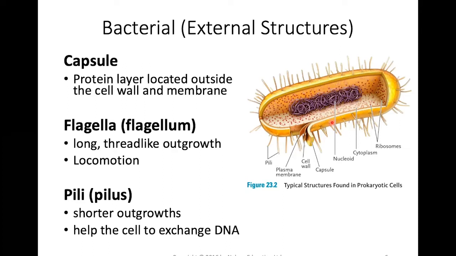Extending from the capsule, they can have various extracellular extensions, such as flagella or even cilia. Now, the ones that we're seeing here in this image are the pili, and those are small outgrowths that allow bacteria to exchange DNA with one another through the process of conjugation.